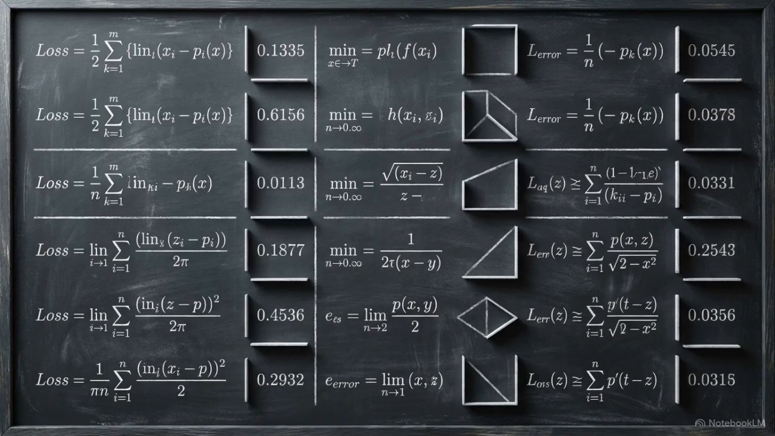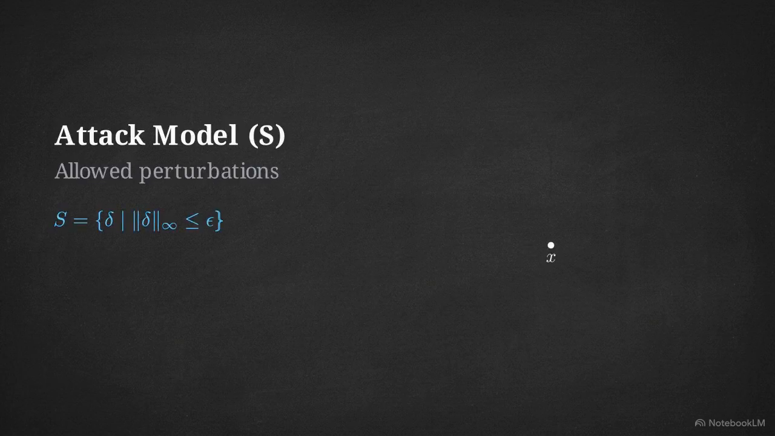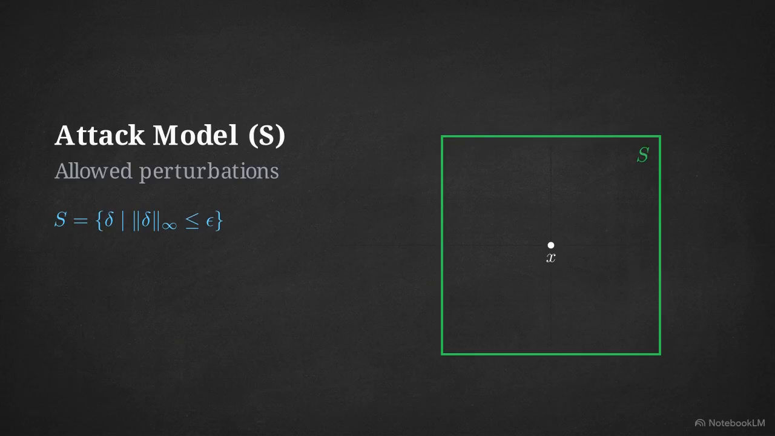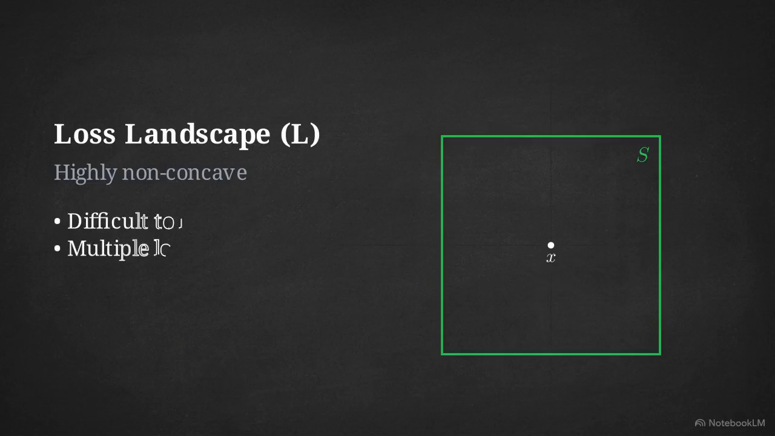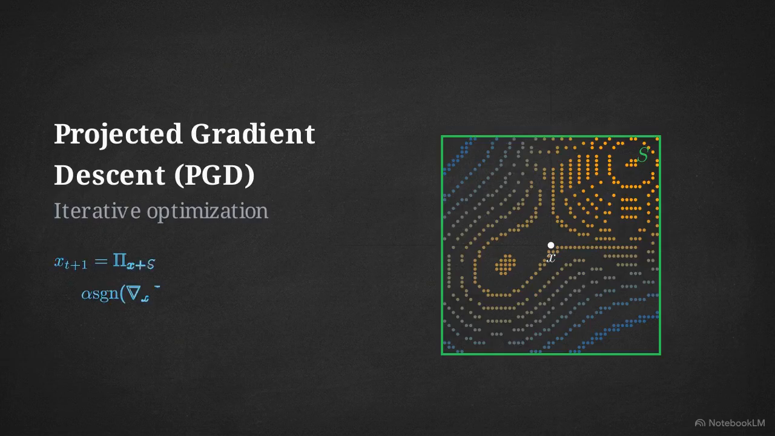rather than intuition. To solve the inner maximization, we must define the manipulative power of the adversary. We define a set of allowed perturbations, designated as S. For image classification, this is often an L infinity ball around a data point. Because the loss function is highly non-concave, finding the maximum loss is difficult. We use projected gradient descent, or PGD.